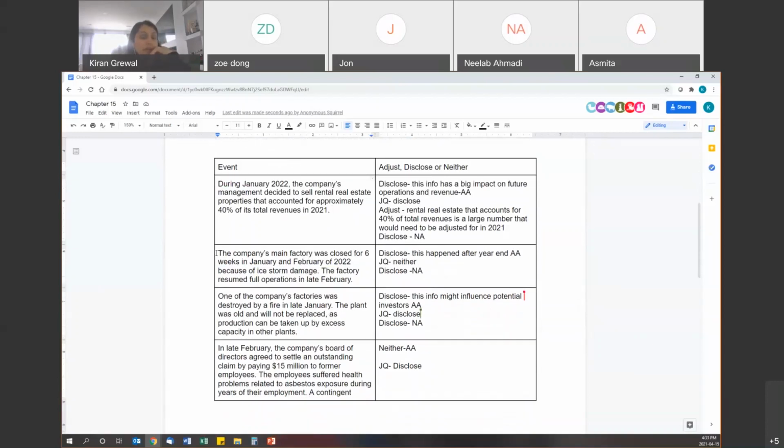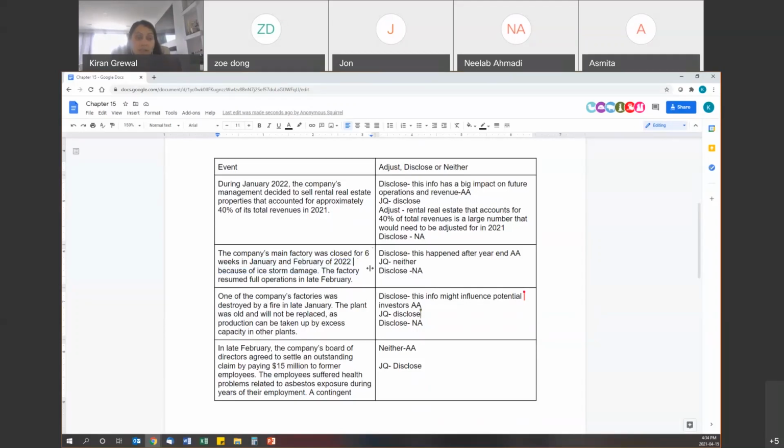All right, the second one: the company's main factory was closed for 6 weeks in January and February of 2022 because of ice storm damage. The factory resumed full operations in late February. Okay, so this ice storm damage could have damaged some of the inventory, or they weren't making as much inventory, so they wouldn't be able to sell as much in 2022, but it doesn't have anything to do with 2021 numbers because this happened after year end. So the inventory was correct in 2021.